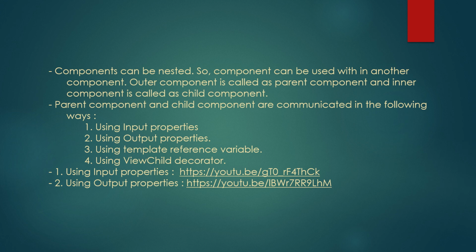Data can be passed from parent component to child component and from child component to parent component in different ways. One is using input properties. Data can be passed from parent component to child component using input properties. We have discussed this in detail in the input properties video. Kindly watch that video. Using output properties, data can be passed from child component to parent component. We have discussed it in detail in the output properties video.